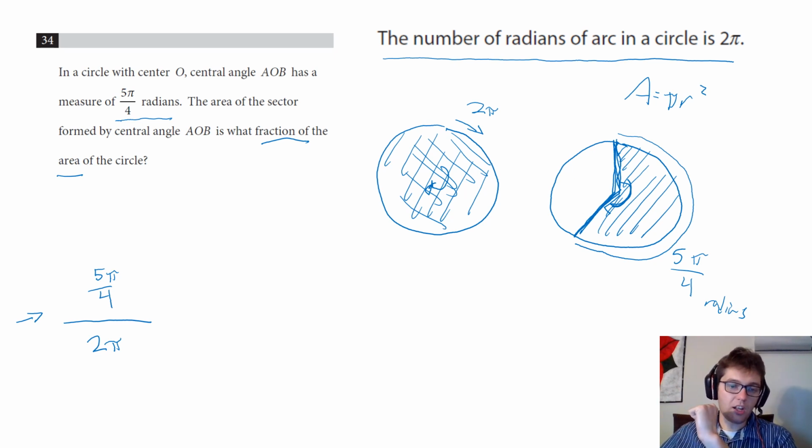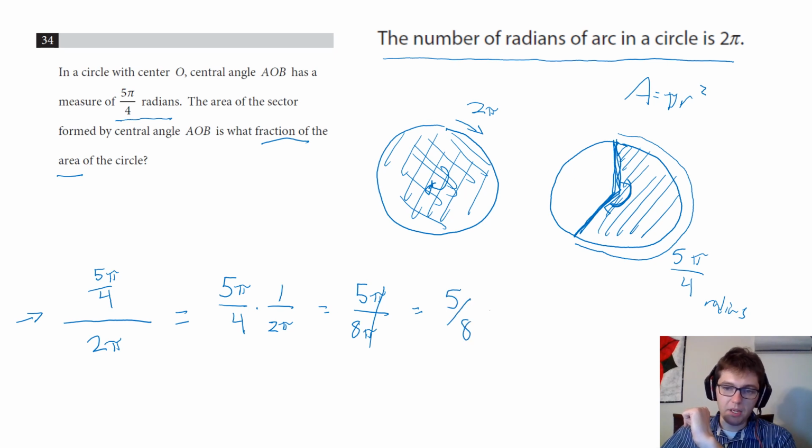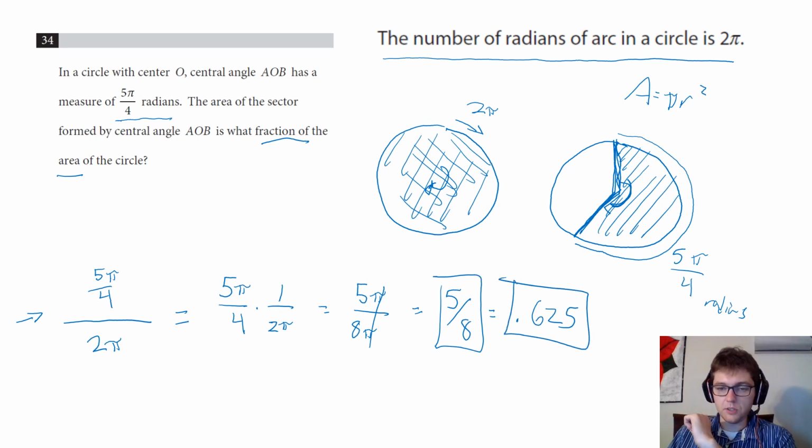So you can rewrite this as 5 pi over 4 divided by 2 pi. That's equivalent to, just to make the math a little easier, 5 pi divided by 4 times 1 divided by 2 pi. That is equal to 5 pi times 1, just 5 pi, over 4 times 2, which is 8 pi. The pi's cancel, and that is equal to 5 divided by 8. You can bubble it in like that, or put it in your calculator and come up with 0.625. Either way of bubbling it in works. That is the correct answer.